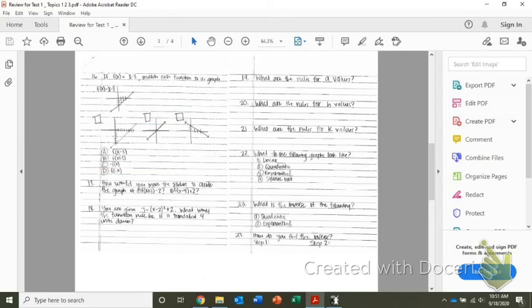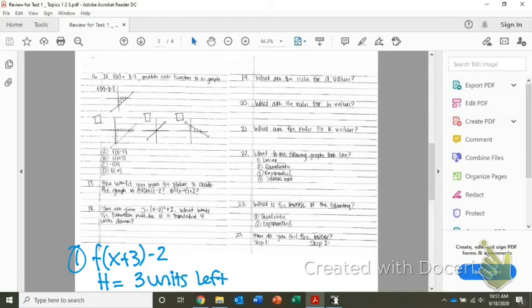18. How would you move the sliders to create the graph of f of x plus 3 minus 2? So I would move my H slider three units left to make it negative 3. And I would use my K slider 2 units down to make it a negative 2.